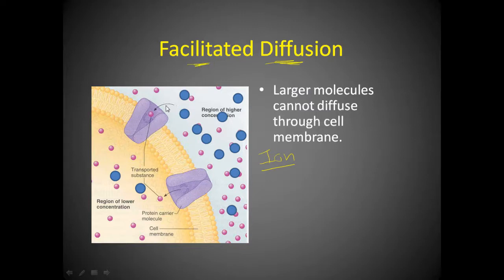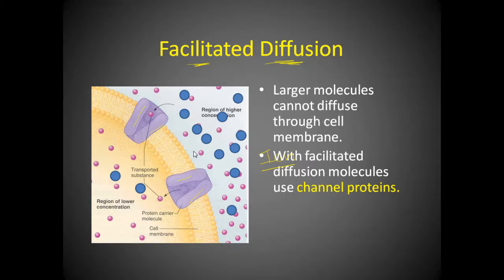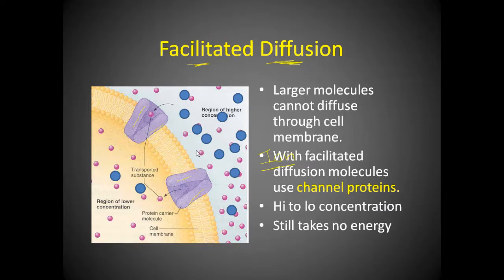We need something to help with this process, and what's going to help are channel proteins, which we mentioned when we talked about proteins that exist on the cell membrane. So facilitated diffusion needs channel proteins. It's still going to go high to low, and it's still going to be relatively passive. So if you watch over here, here you have a high concentration of the blue, and here you have a low concentration. So what's going to happen is this.